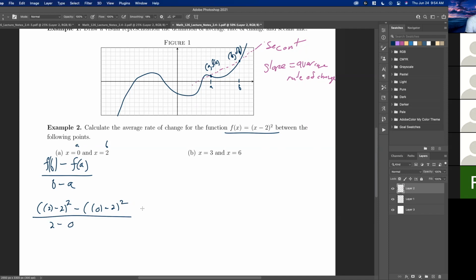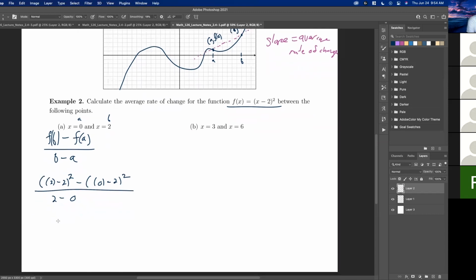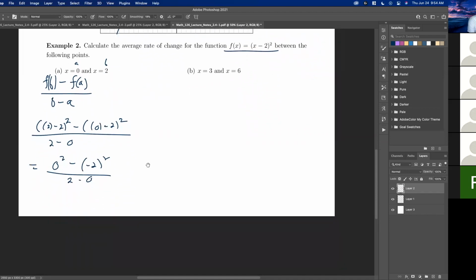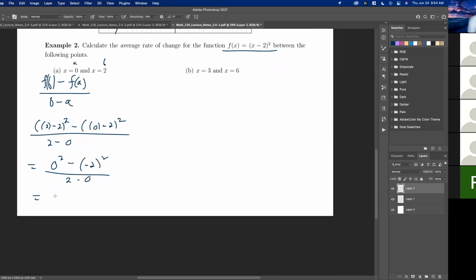All right, so 2 minus 2 is 0. So this becomes 0 squared minus negative 2 squared, all over 2 minus 0. And if I simplify that a little bit more, I'll get minus 4 over 2, which equals minus 2. So minus 2 is our average rate of change for this function between the values of 0 and 2.